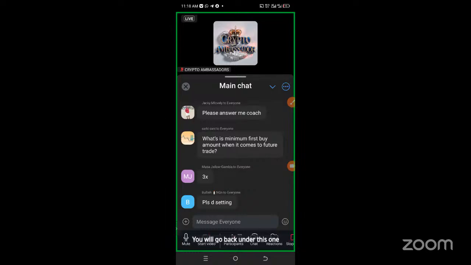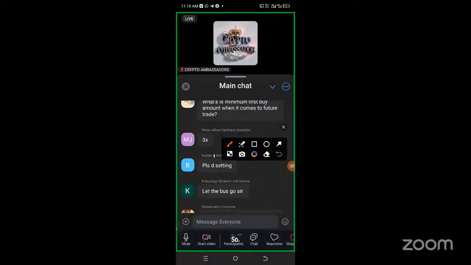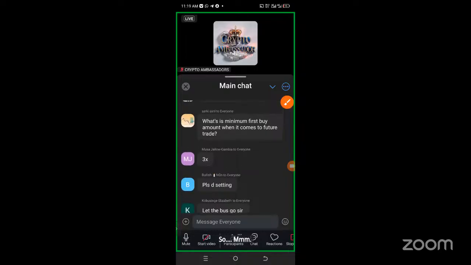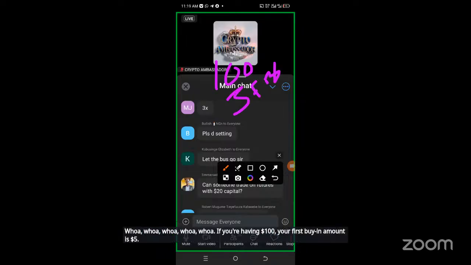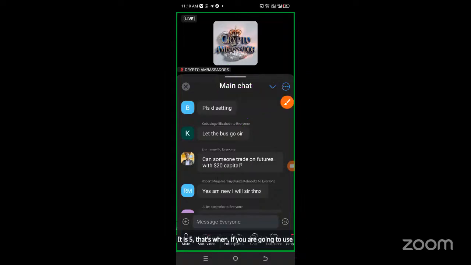What is the minimum first buy-in amount when it comes to futures? If you're having $100, your first buy-in amount is 5. That's when you are going to use the double up.